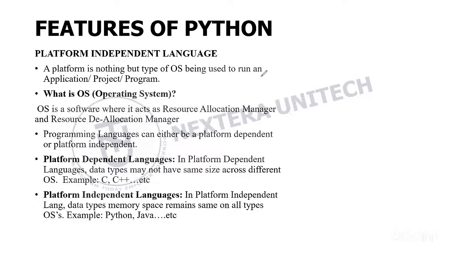So Python is a platform independent language. A platform is nothing but the type of OS which is being used to run an application, project, or a program. So what is an OS? An OS is a software that acts as a resource allocation manager and also a resource deallocation manager. So to run some code, we need to allocate some space to it. And after completion of it, we need to take back the memory used by it and deallocate it also. So the OS works that way.